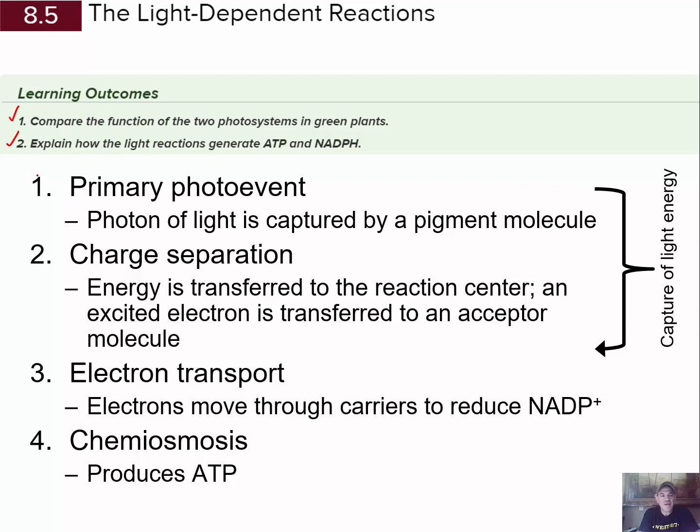So if we look at the basic processes that occur during the light-dependent reactions, we have 4 here. The first 2 are part of what we can refer to as the capture of light energy. And so the first process would be the primary photo event. Here, a photon of light of certain wavelengths is going to be captured by the pigment molecules.